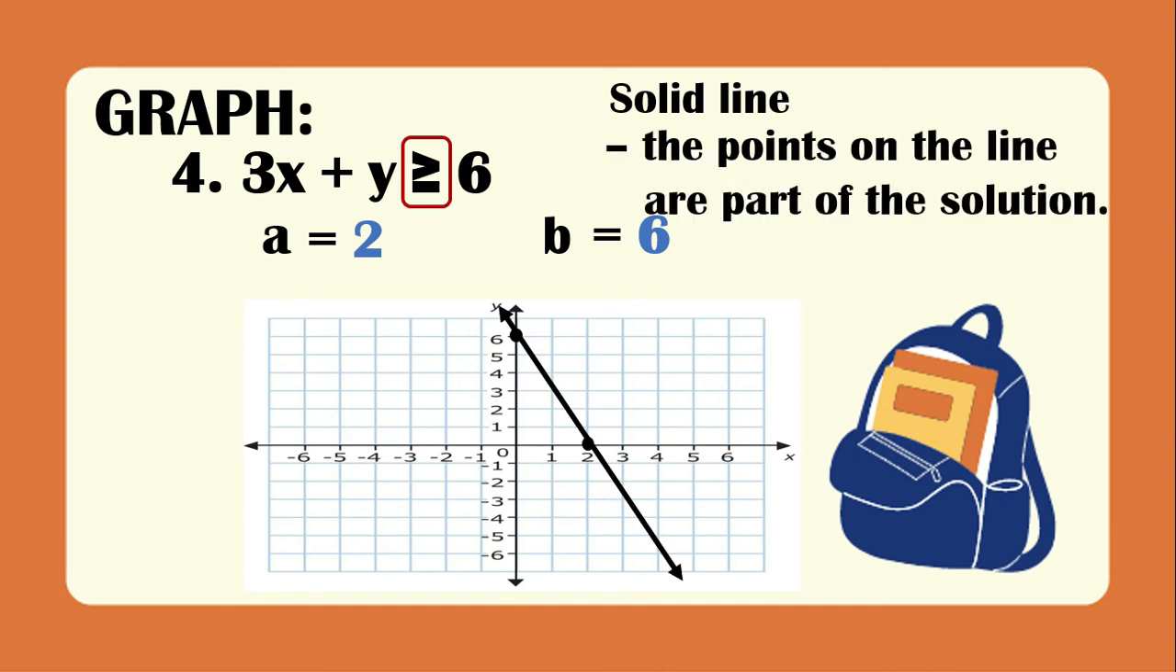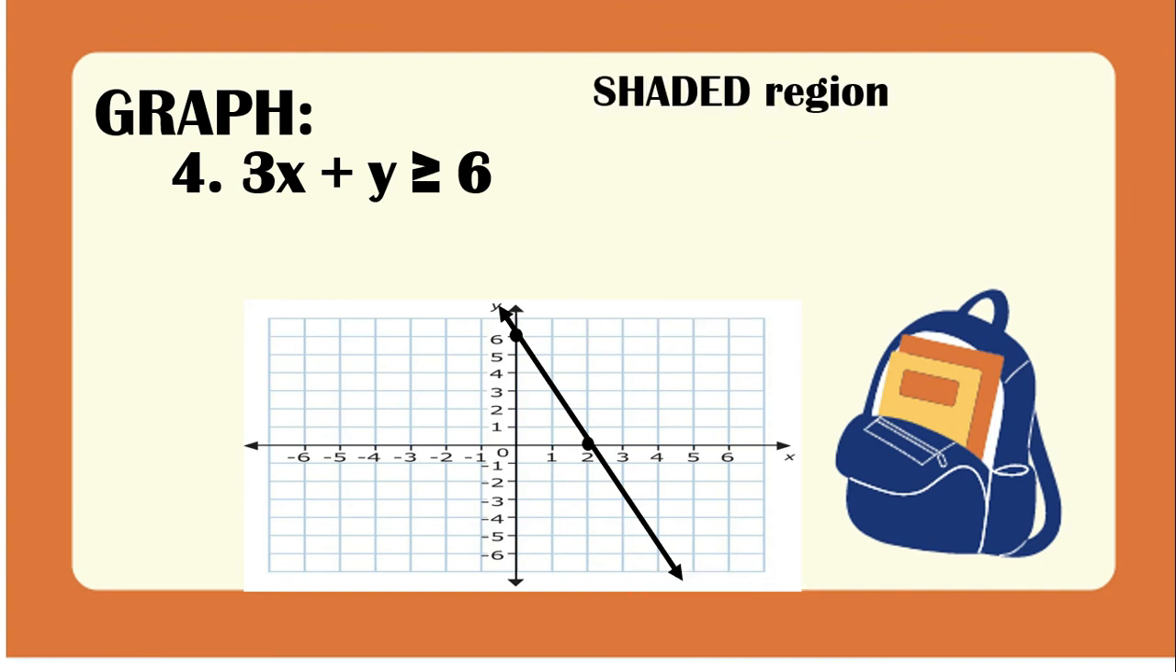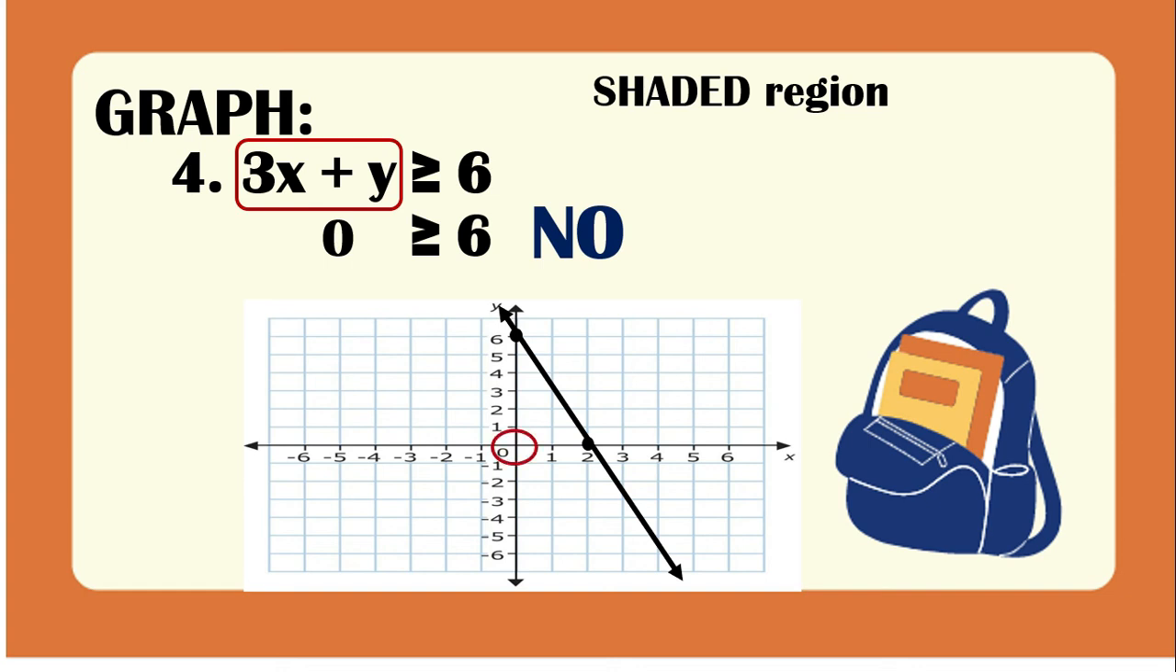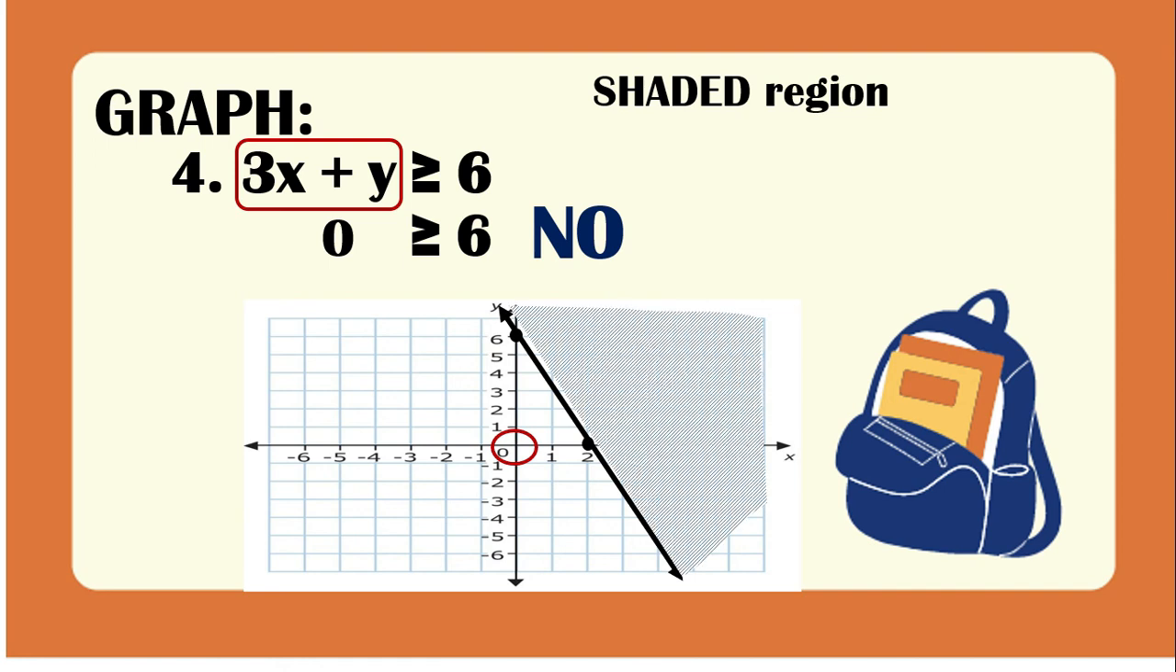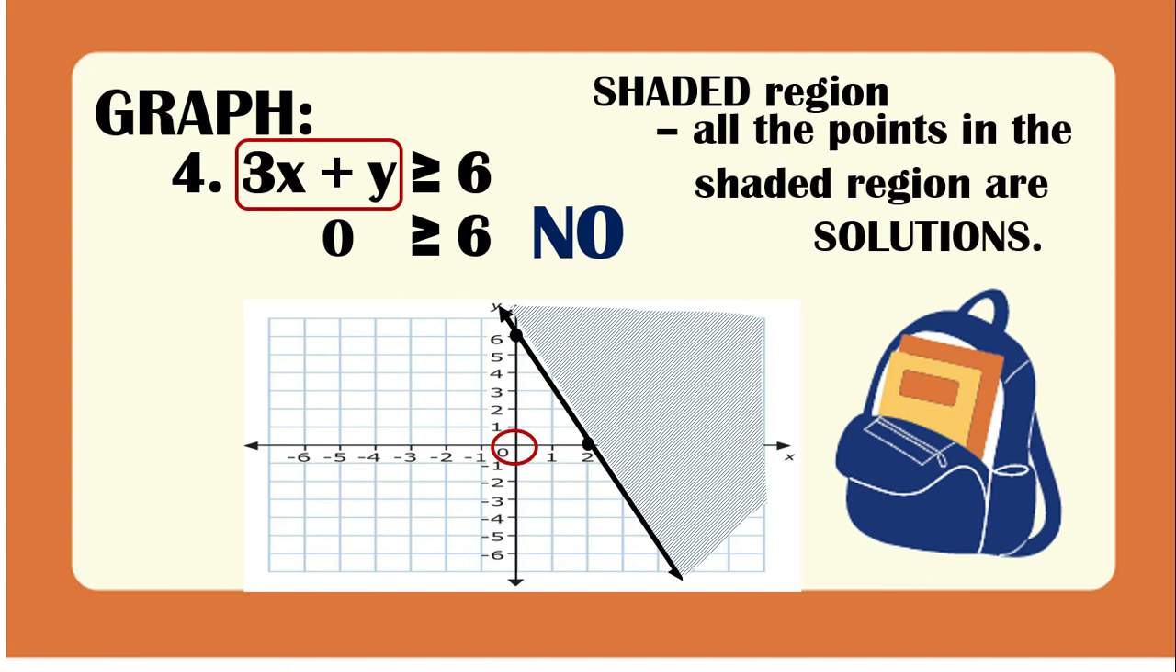And then we need to check which is the shaded region. You will change 3x plus y to 0, and then greater than or equal to 6. This statement is not true, so the answer is no, meaning the origin is not part of the solution. So we will not shade the part where the origin is. We will shade the right side of the graph. And here are the solutions of this inequality.